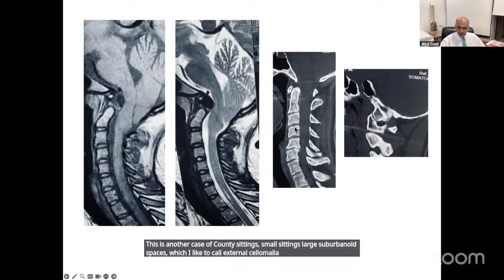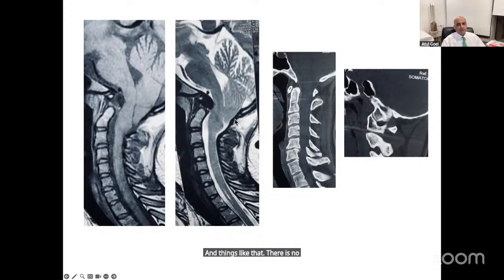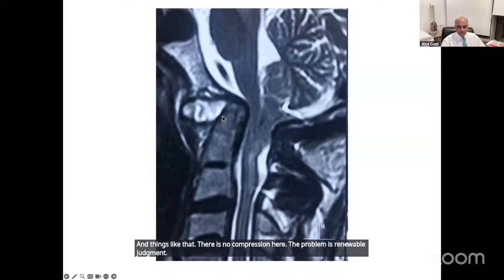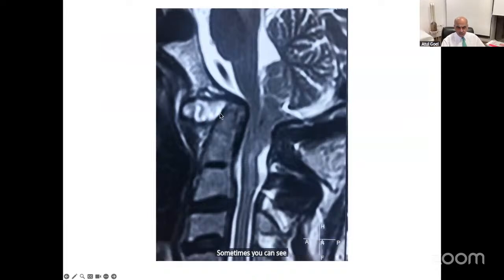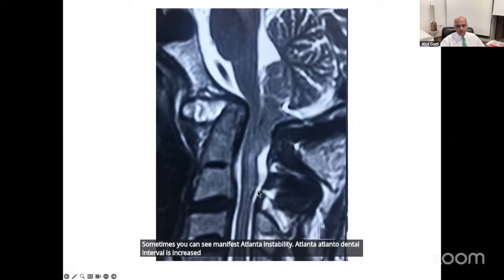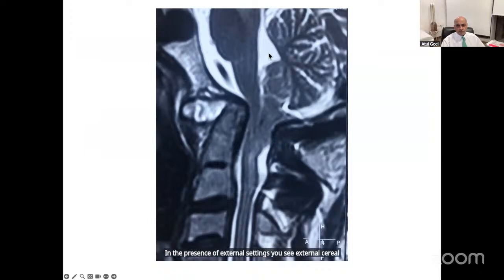You see the subaxial spinal alterations, reduction in the disc space, changes in the body, alterations in the alignment, and things like that. There is no compression here. The problem is craniovertebral junction. Sometimes you can see manifest atlantoaxial instability. Atlantodental interval is increased in the presence of Chiari, in the presence of external syrinx. You see external syringobulbia, fourth ventricle is normal, posterior fossa is not tight. But there is manifest atlantoaxial instability.